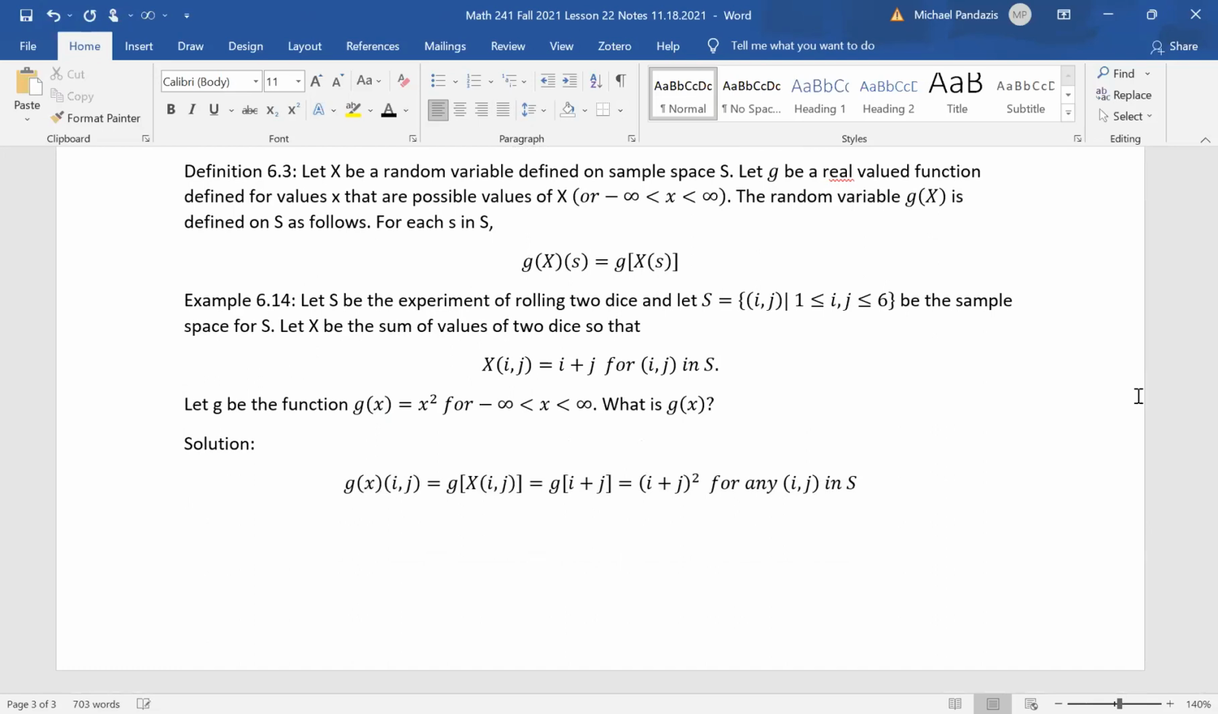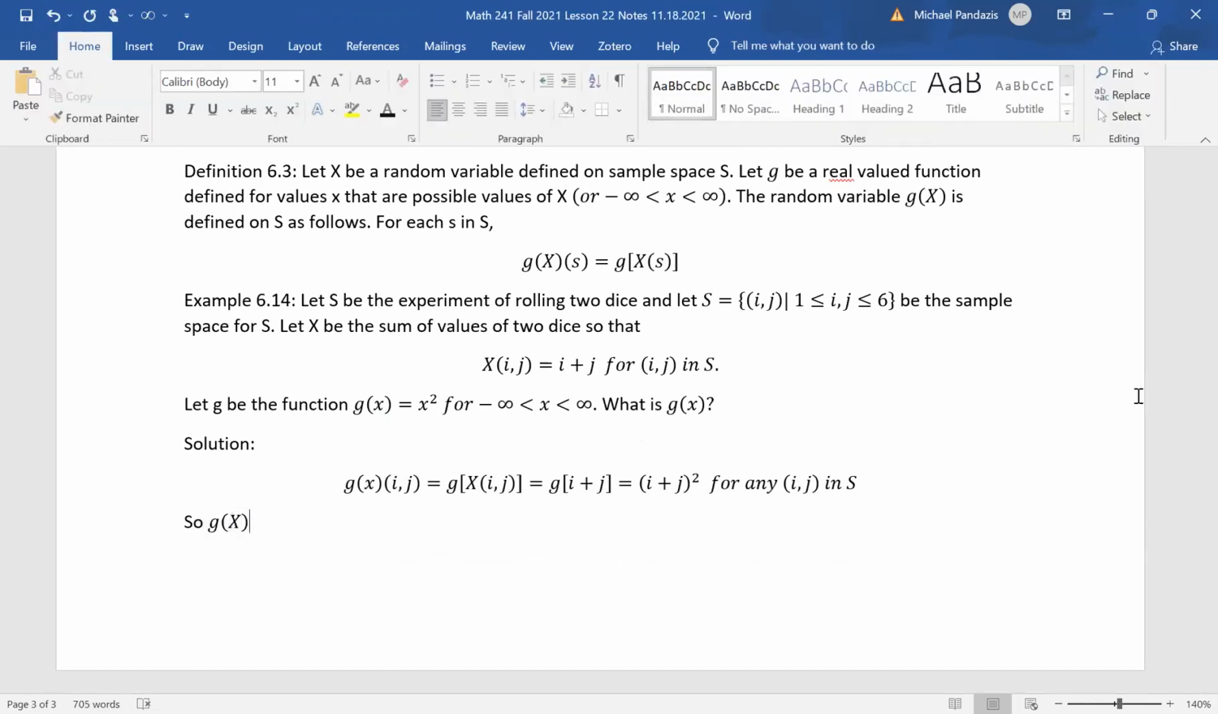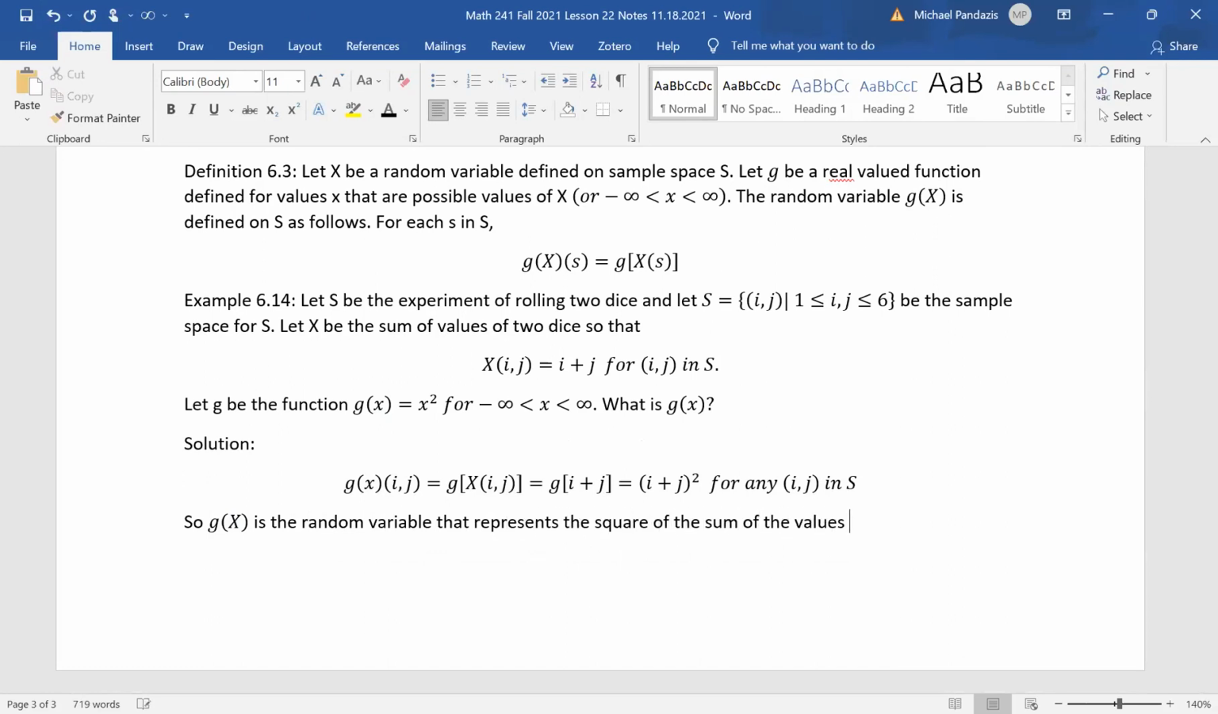Okay, so g of X is the random variable that represents the square of the sum of the values of two dice. It's a random variable where for any two rolls, you take their sum and then you square it. That's g of capital X. It's a function on the sample space that assigns a number to each simple outcome of your experiment.